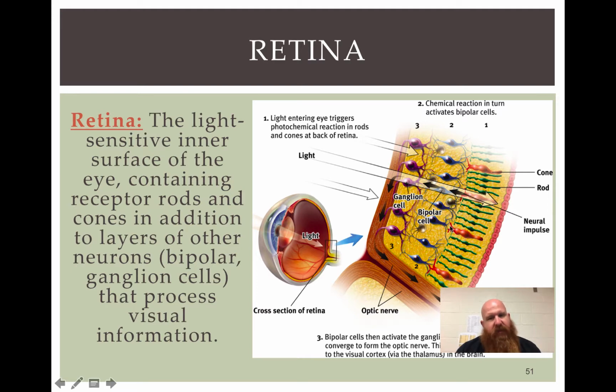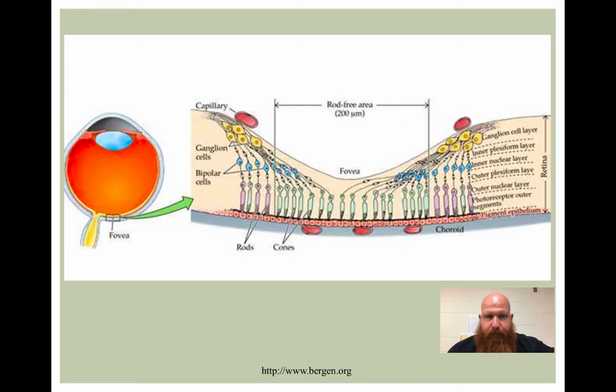We didn't really mention those much. They're sort of go-betweens between the sensors and how the information gets sent. Bipolar cells activate the ganglion cells, the axons of which converge to form the optic nerve. So all these axons from all these ganglion cells come together and form the optic nerve, and that's what transmits the information to the visual cortex via the thalamus in the brain.